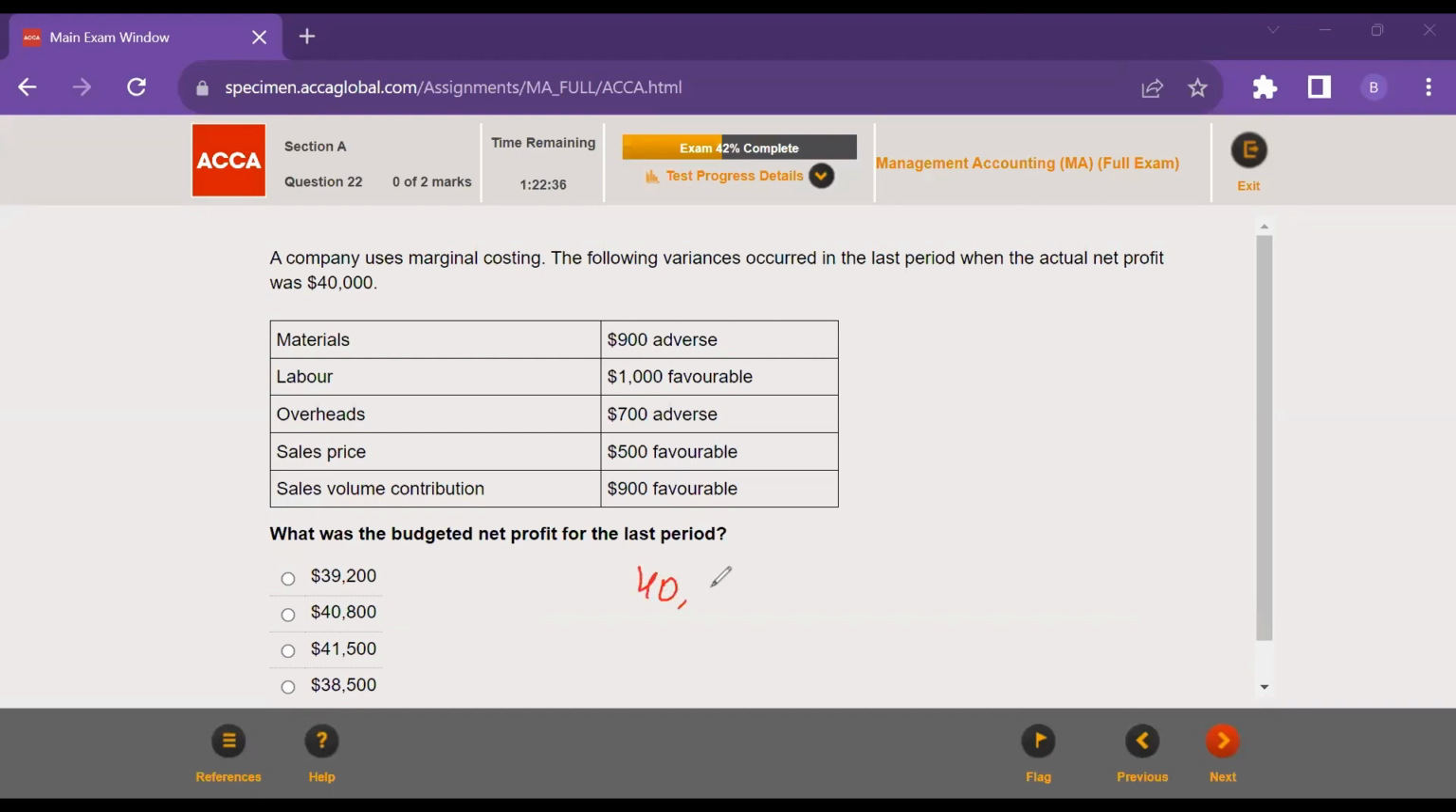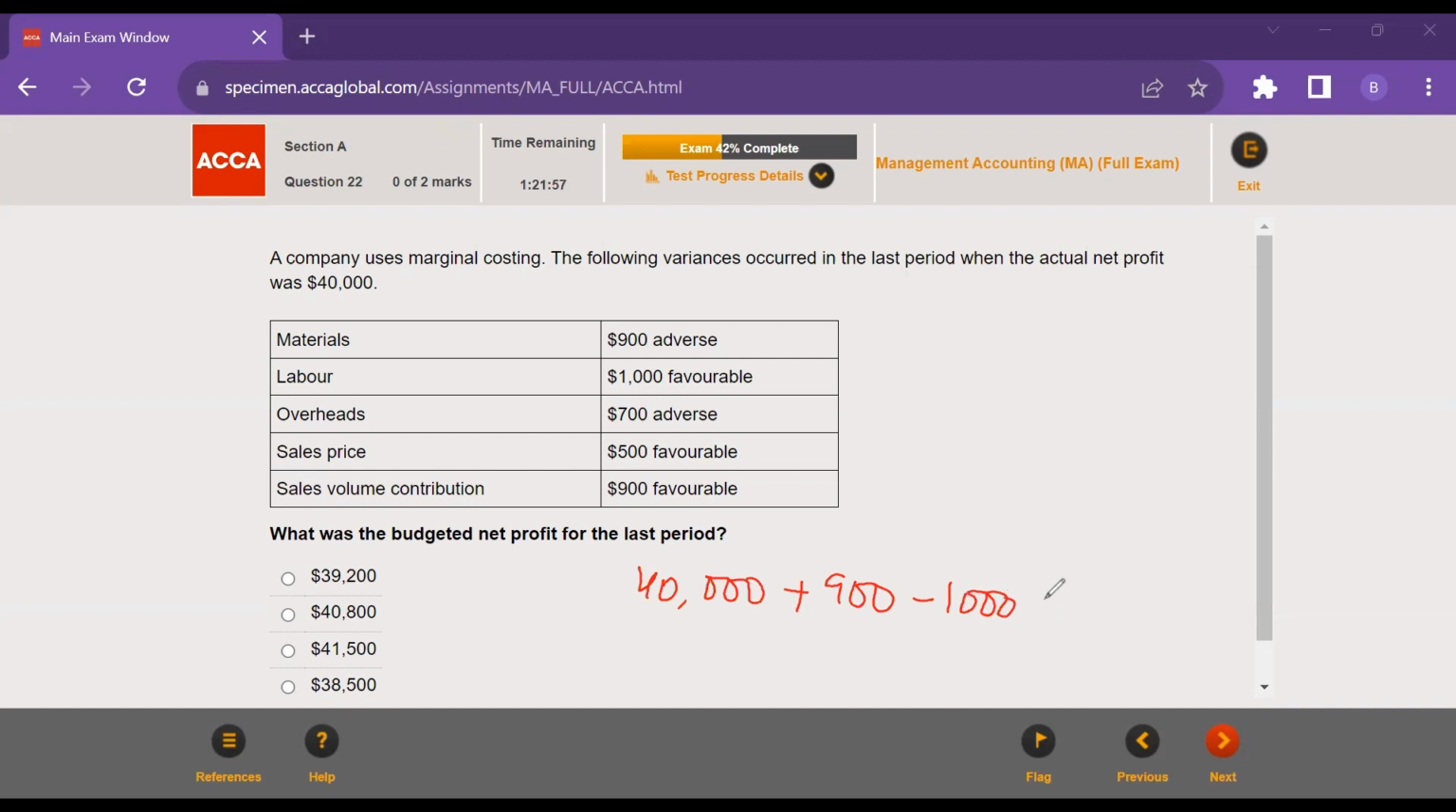So 40,000 was something that I was supposed to be earning. Then I spent 900 extra on my materials. So I will be adding that because I have to arrive at what I had actually budgeted. So I had budgeted that my materials will cost 900 lesser. So my profit has been reduced by 900. So if I have to find out my increased profit, I will be adding everything adverse and I will be subtracting everything which is favorable, because earlier I had anticipated that this will be expensive, but labor came out to be $1,000 cheaper. So I will be subtracting 1,000 from here.